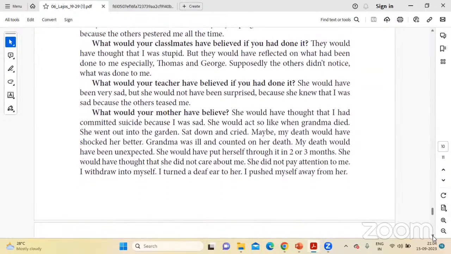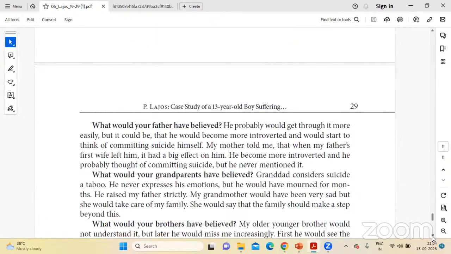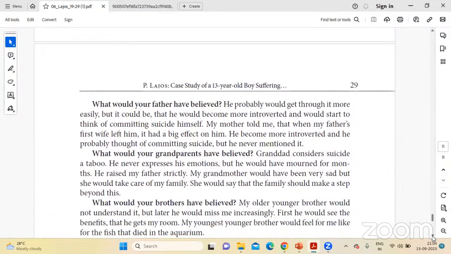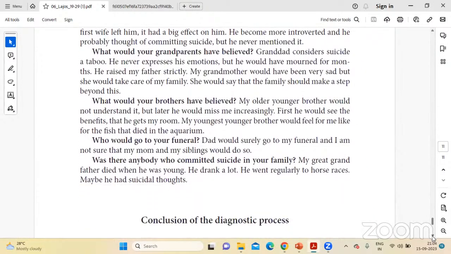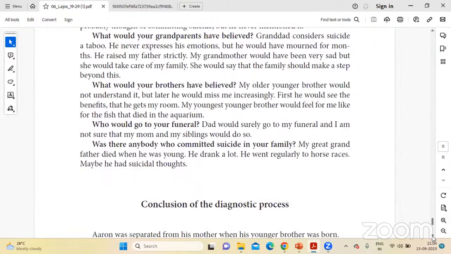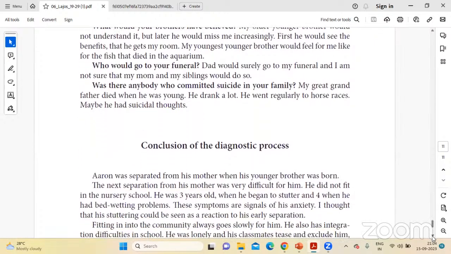So what would your mother have believed? These questions were asked. What would your father have believed? What would your grandparents have believed? What would your brother have believed? Who would go to your funeral? Was there anybody who committed suicide in your family? So these were the questions which were asked.